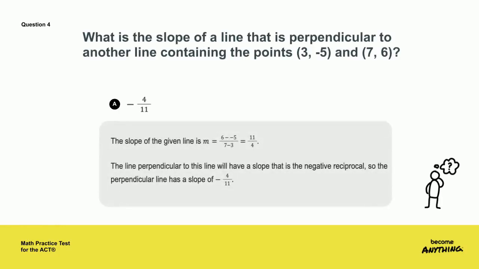The slope of the given line is m equals (6 minus -5) over (7 minus 3), which equals 11 over 4. The line perpendicular to this line will have a slope that is the negative reciprocal, so the perpendicular line has a slope of -4/11.